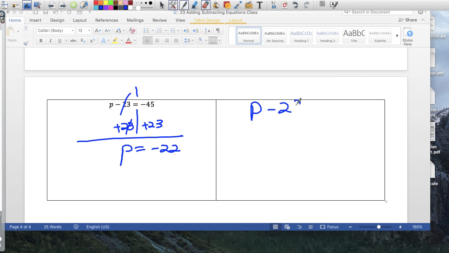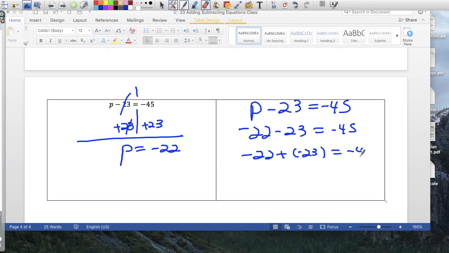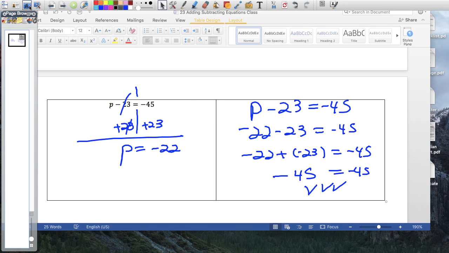Substitute: p minus 23 equals negative 45. Negative 22 minus 23 equals negative 45. Let's see if that's true. Negative 22 plus negative 23 equals negative 45. It's a negative plus a negative, so it's going to be a lot of negatives, right? So 22 plus 23 is 45. So again, that checks out. And that's that. Okay.